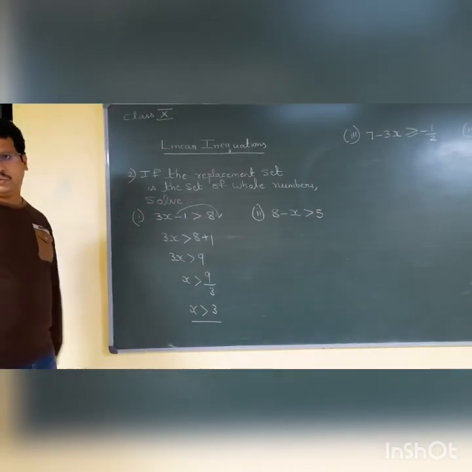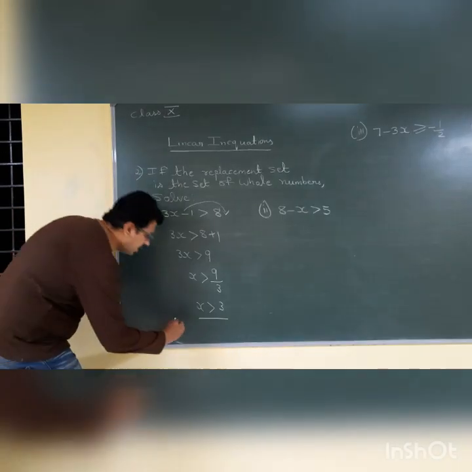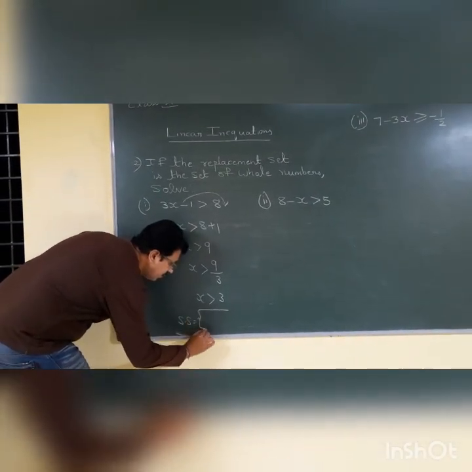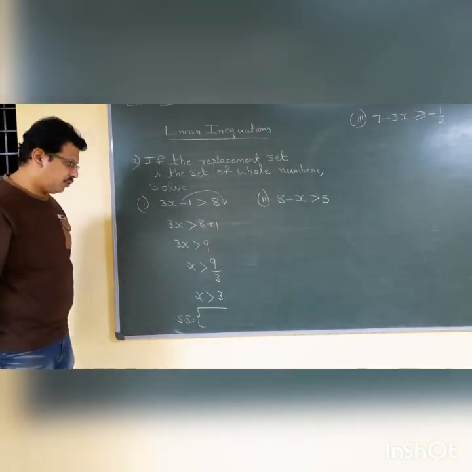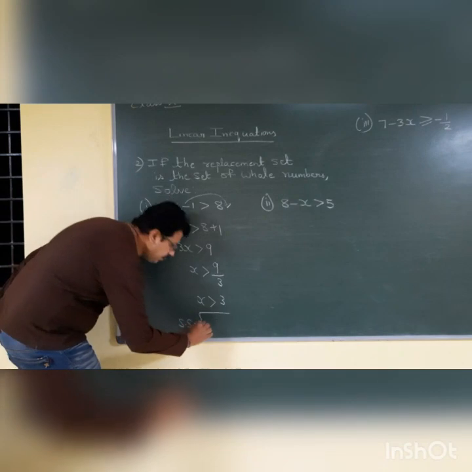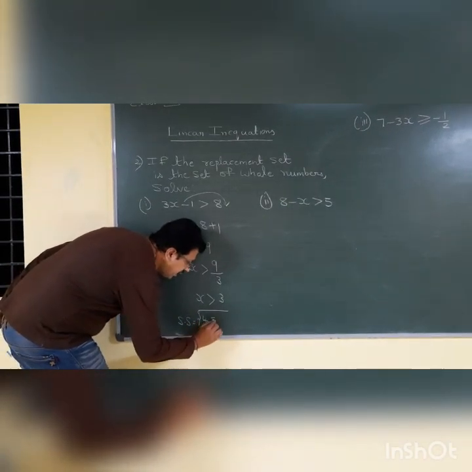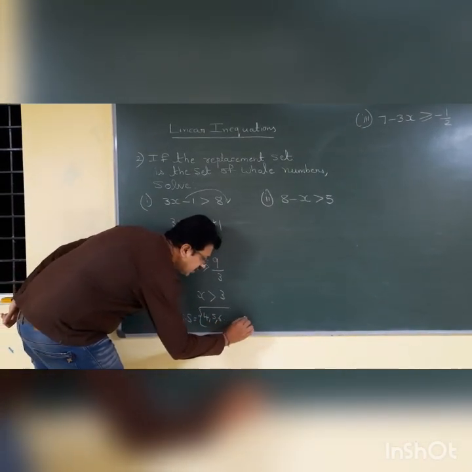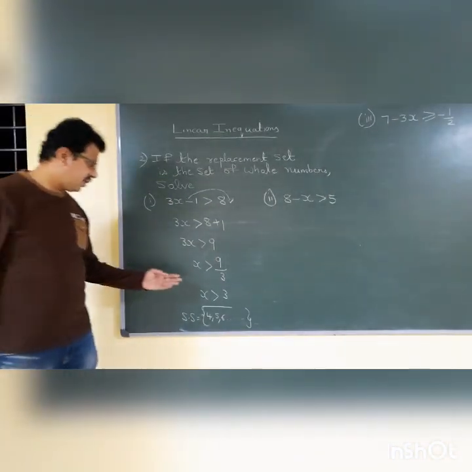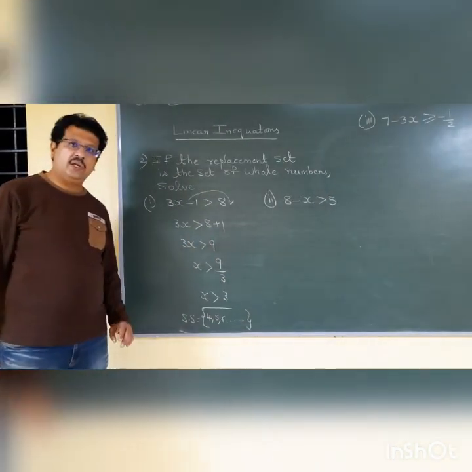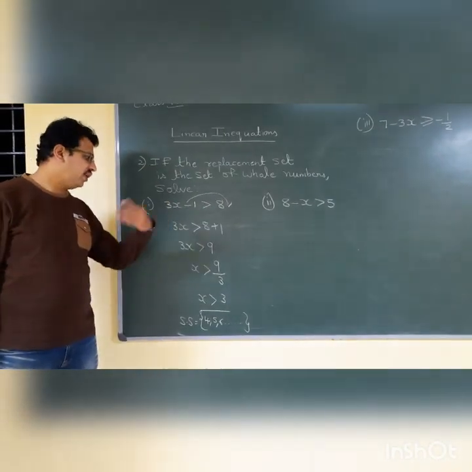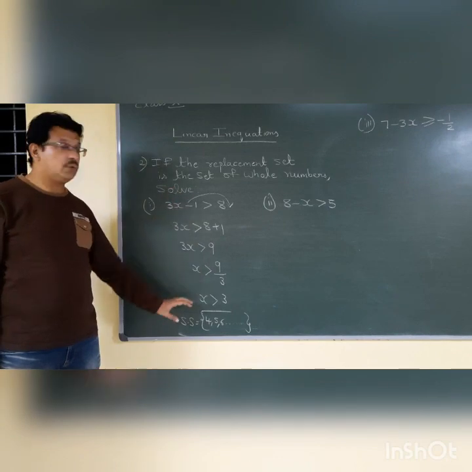So how do we write the solution set for this? The solution set is, you have to open the flower bracket as usual. X is greater than 3 and it is a set of whole numbers. How are we going to write it? It is 4, 5, 6, dash, dash, dash. You cannot keep on writing the whole numbers. You just write 4, 5, 6 and dashes. It means x is greater than 3, and it can be any number more than 3. So that is how to solve this problem.